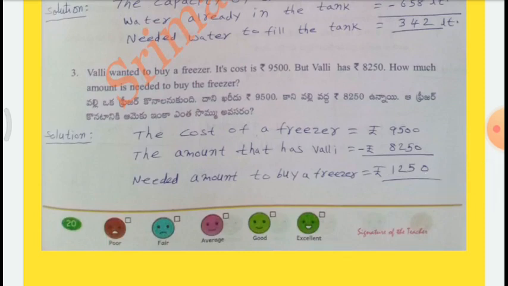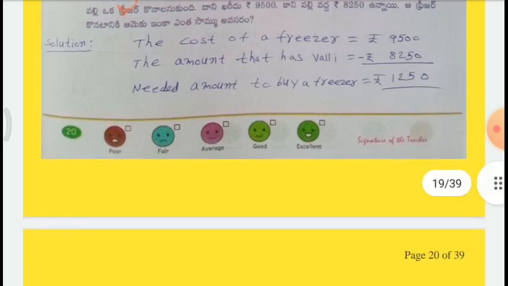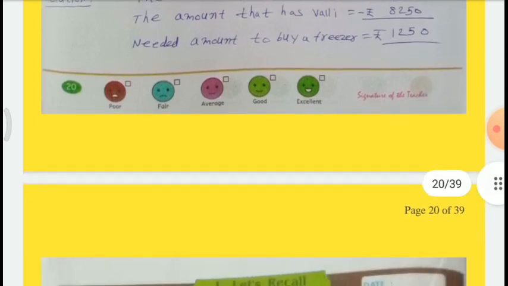Valli wanted to buy a fridge. Its cost is 9500, but Valli has only 8250. How much amount is needed to buy the freezer? Solution. The cost of a freezer, 9500. The amount that she has only 8250. Needed amount to buy a freezer, by subtraction we get 1250.